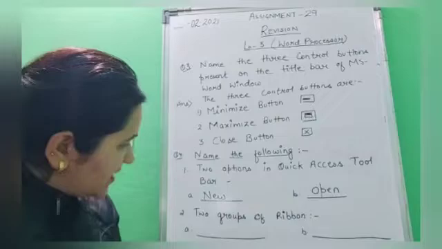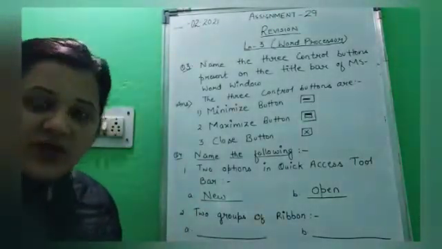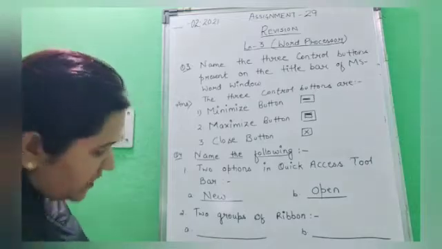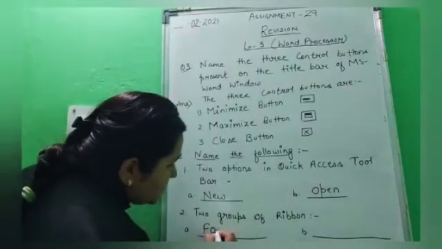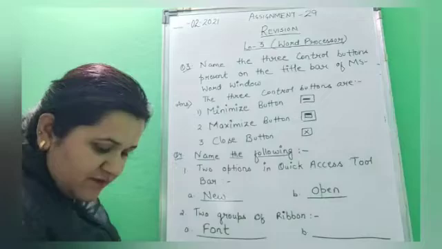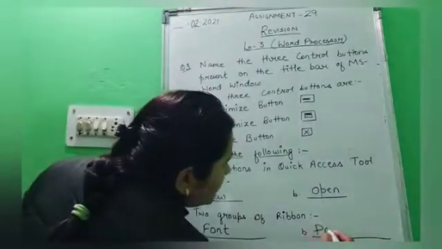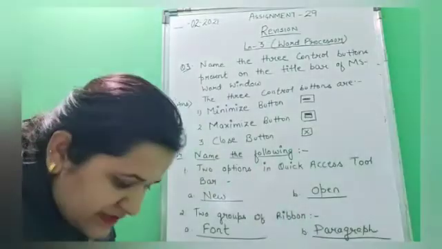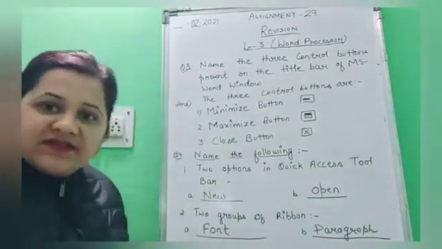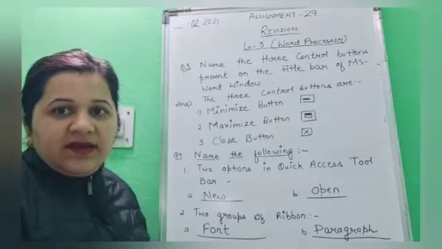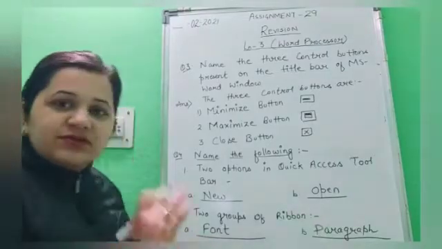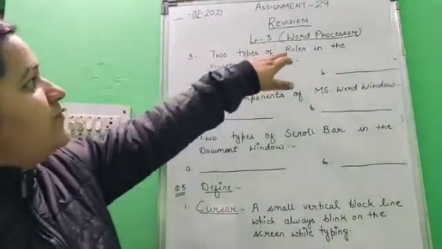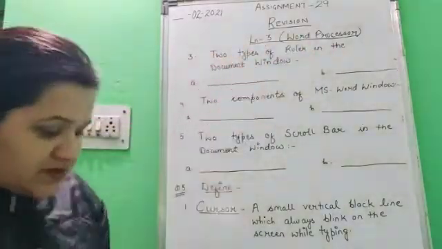Here I am asking you only for the names of two groups. So you can write down any two group names. I am writing the first group is font, F-O-N-T, and the next group is paragraph. You can write down styles or clipboard as well. They are also correct, but here I am writing font and paragraph because I have to write only two. Next, two types of ruler in the document window.